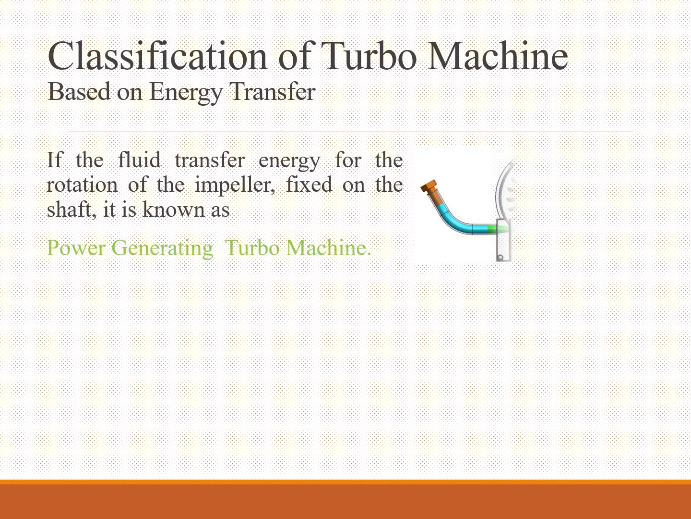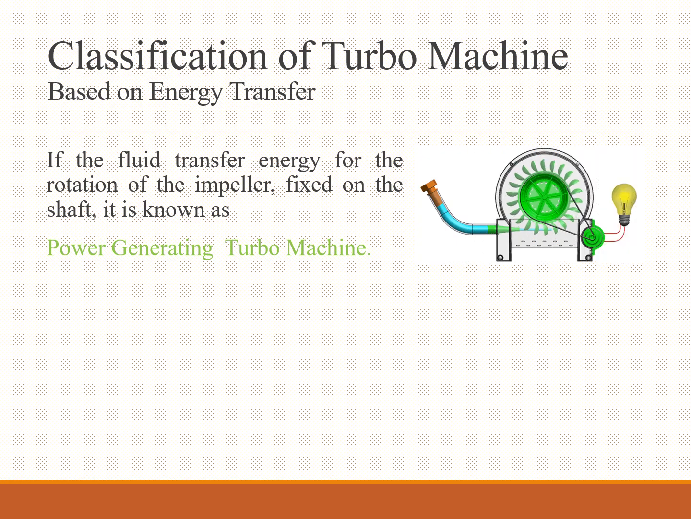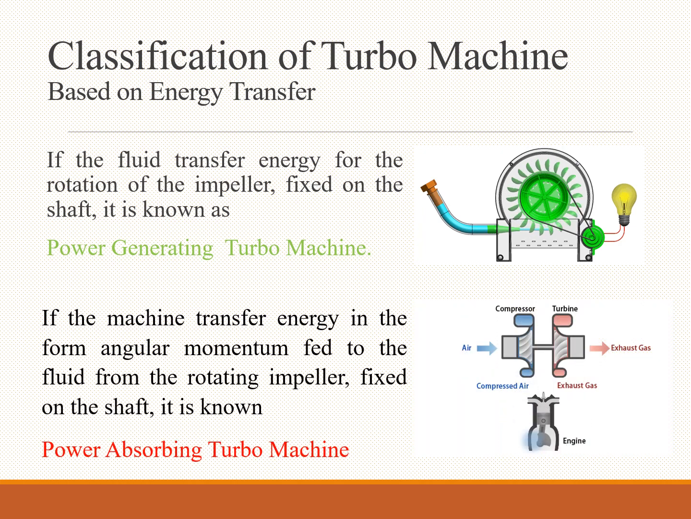The first one is classification of turbo machines based on energy transfer. Here we can see if the fluid transfers energy to the rotation of the impeller fixed on the shaft, it is known as a power generating machine. On the other hand, if the machine transfers energy in the form of angular momentum fed to the fluid from the rotating impeller fixed on the shaft, it is known as a power absorbing machine.